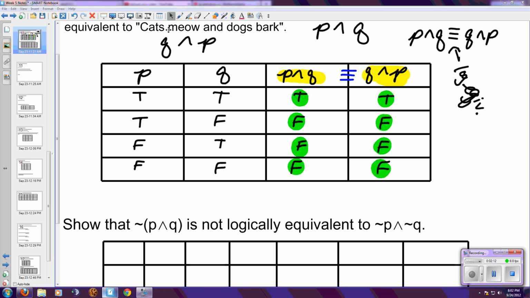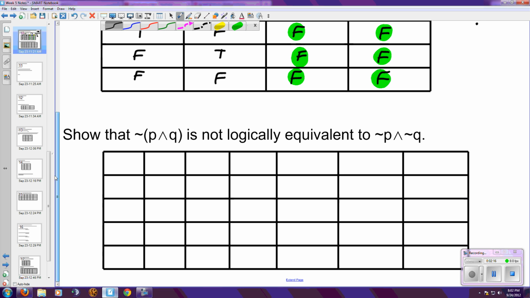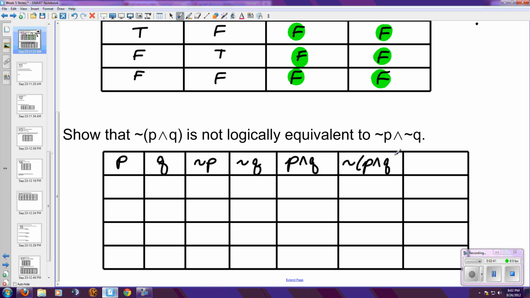In addition to this, we can also try and show things that are not logically equivalent. For example here, if we want to show that not (P and Q) is not logically equivalent to not P and not Q, let's verify what all of those look like. We're going to need P, Q, not P, not Q, and then we will need P and Q, and we'll also need not (P and Q). And lastly, we can combine our not P and not Q.